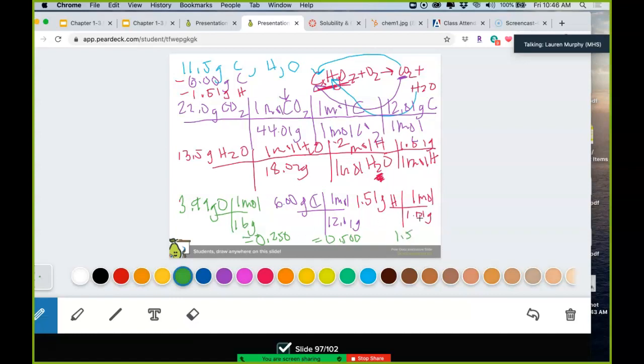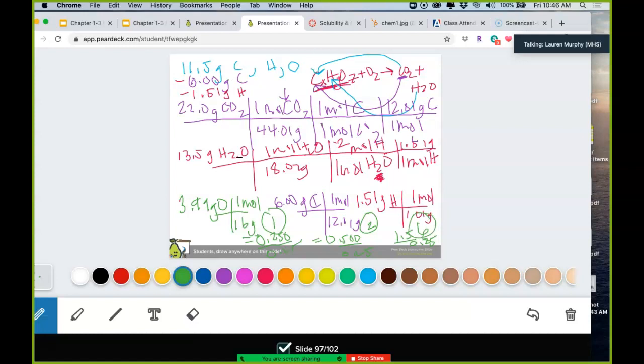Now, we can't write a formula with these ugly decimals, so we divide by the one with the least number. So that's oxygen, so 0.25 divided by 0.25. So this ends up being 1 oxygen. What's 0.5 divided by 0.25? 2. 1.5 divided by 0.25 is 6. Now, if you look back at the problem, they listed them as carbon, hydrogen, oxygen.